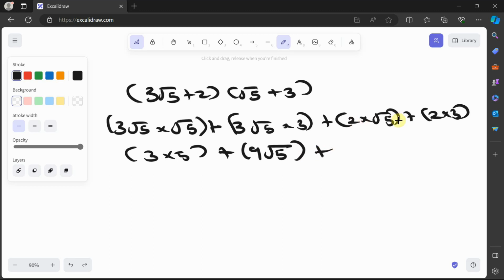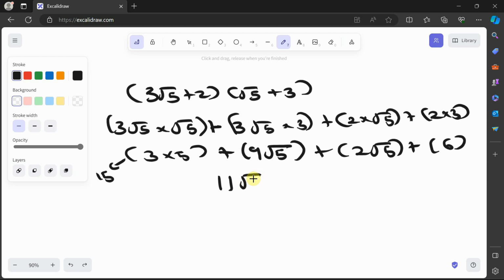Plus 2 times root 5 is 2 root 5. Plus 2 times 3 is 6. So let's simplify. 3 times 5 is 15. So let me just say this guy would simplify to 15. 9 root 5 plus 2 root 5. You have 9 of something, and somebody came again and gave you 2 of that thing. So how many are you going to have? I'm going to have 11.